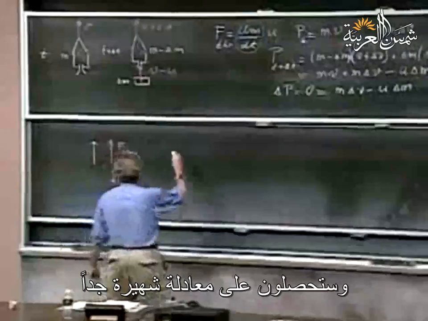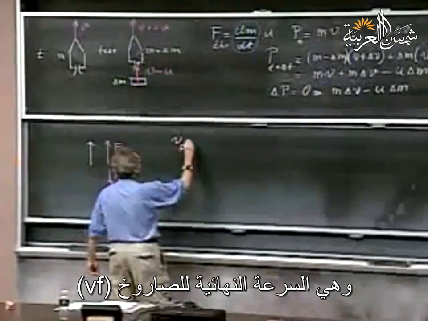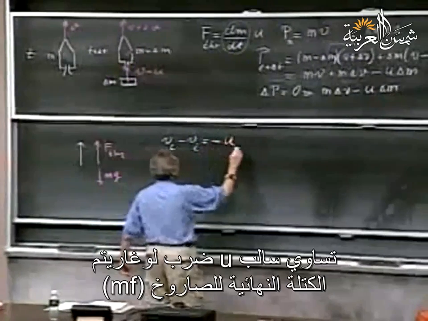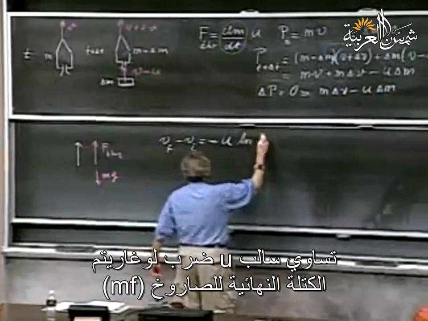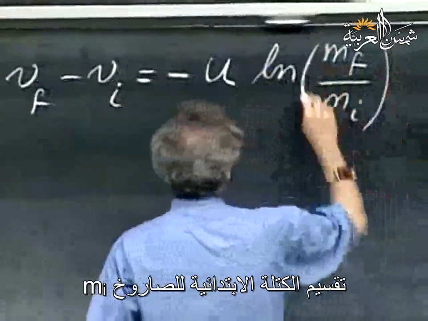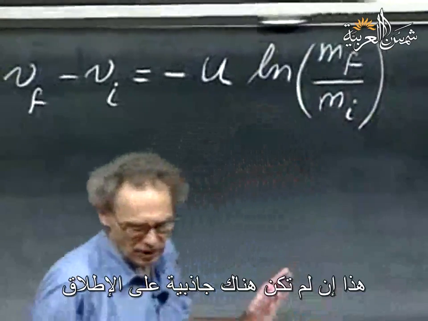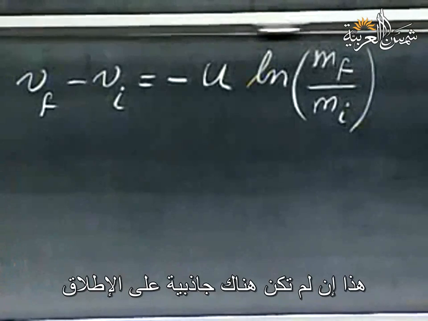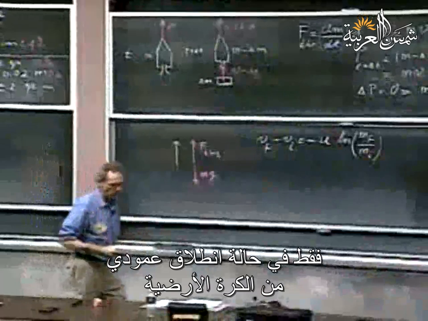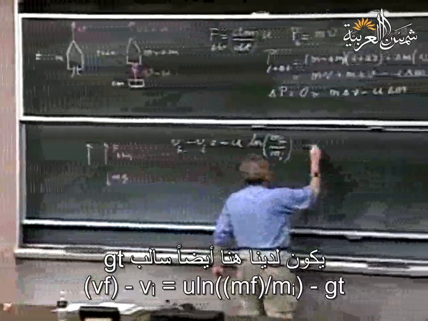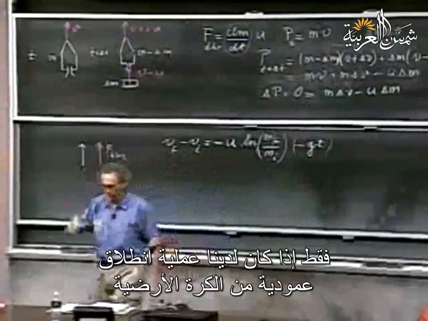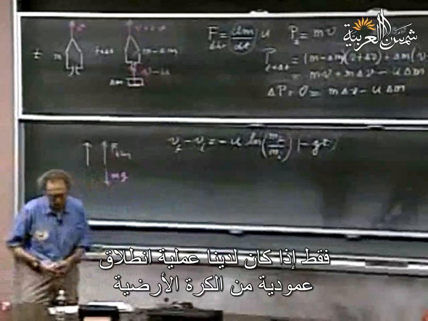And then you come up with a very famous equation: the final velocity of the rocket minus the initial velocity of the rocket equals minus u times the logarithm of the final mass of the rocket divided by the initial mass of the rocket. This is if there were no gravity at all. Just in case, and only in case, of a vertical launch from Earth, there is also a term minus gt.